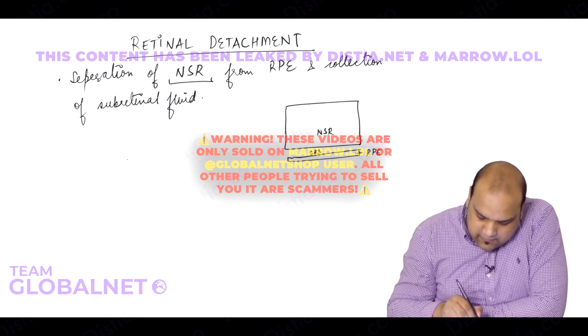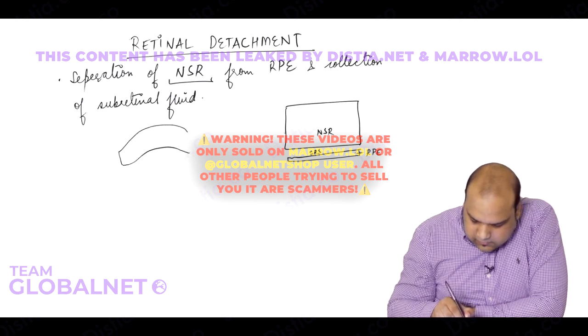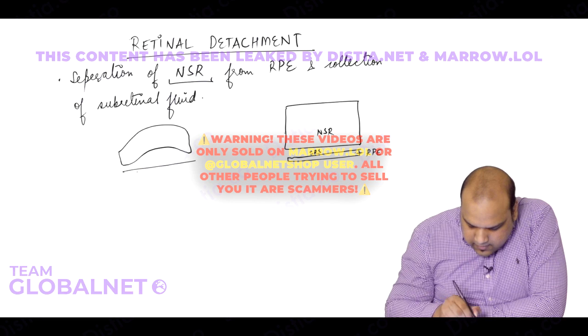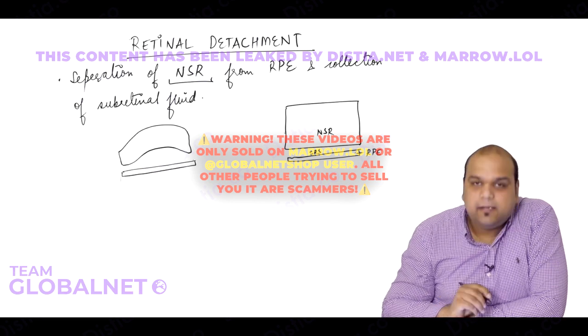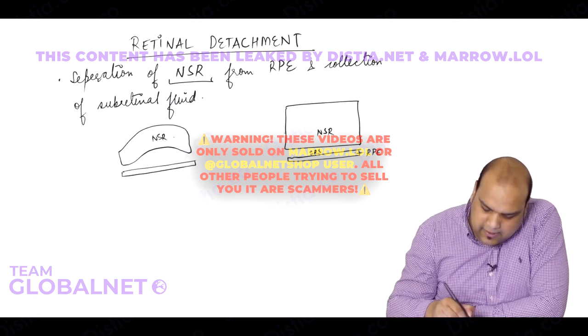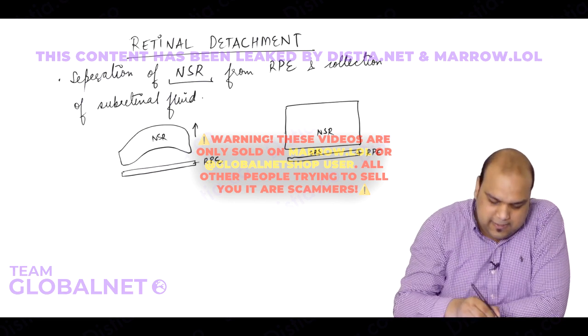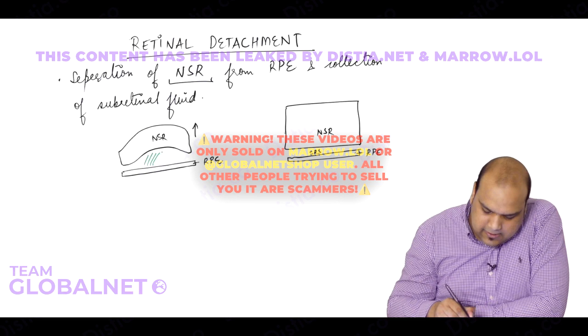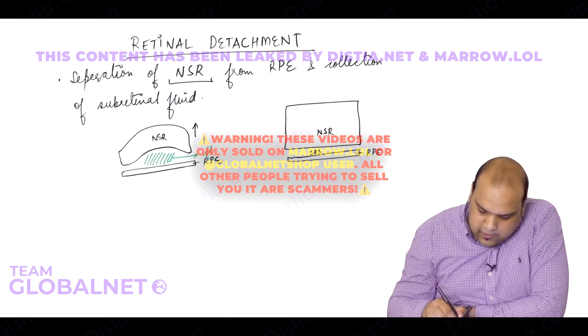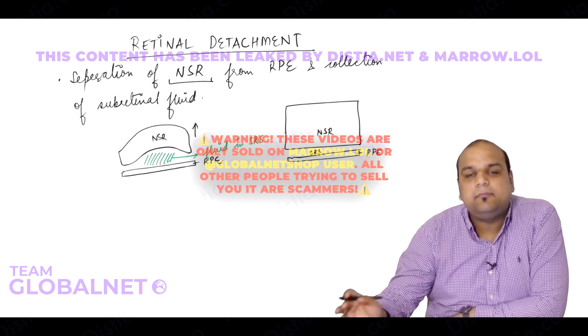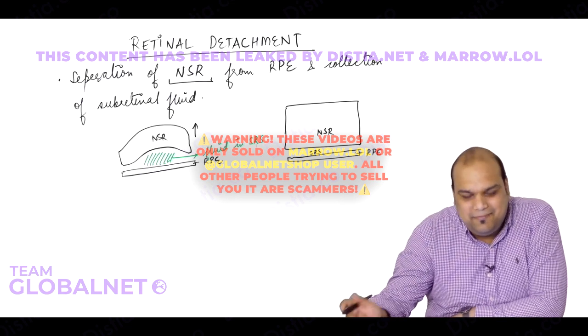What is occurring, everybody? If I draw a diagrammatic representation of it, I can say this is what is occurring. Neurosensory retina is getting detached. Pigment epithelium is at its own place. And there is collection of fluid in subretinal space. Am I absolutely clear? Everybody, very simple definition.